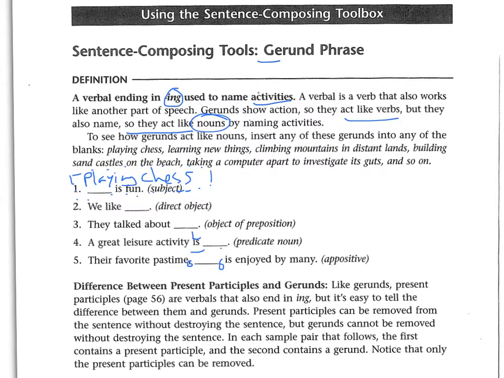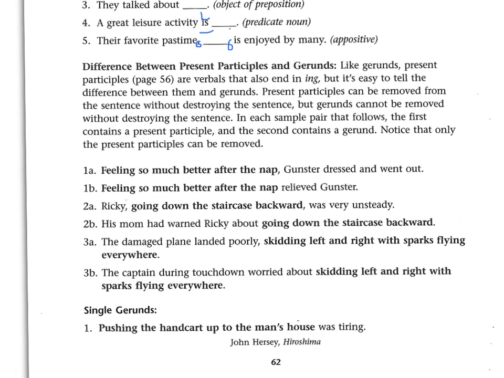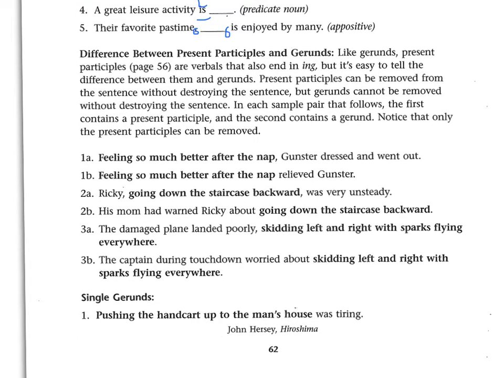Gerunds act like nouns. Now, don't get confused with participial phrases and gerund phrases. Let's look at the differences between present participles and gerunds. Like gerunds, present participles are verbals that also end in -ing. But it's easy to tell the difference between them and gerunds. Here's how. Present participles can be removed from the sentence without destroying the sentence. But gerunds cannot be moved or removed without destroying the sentence.